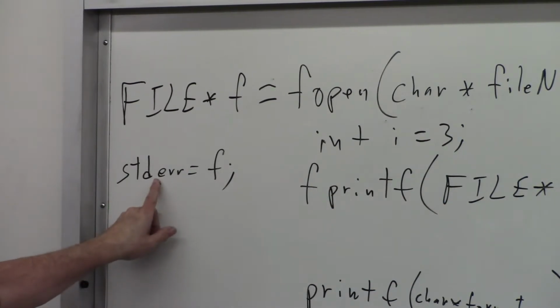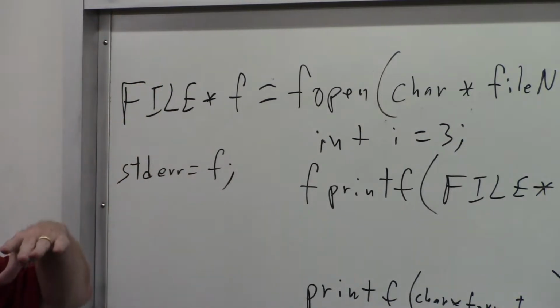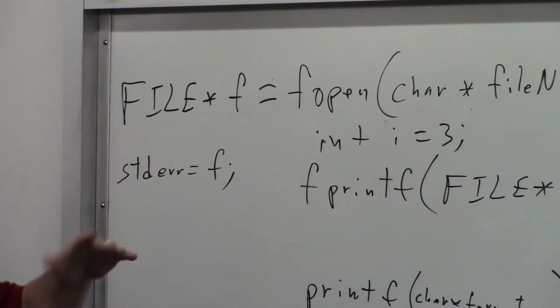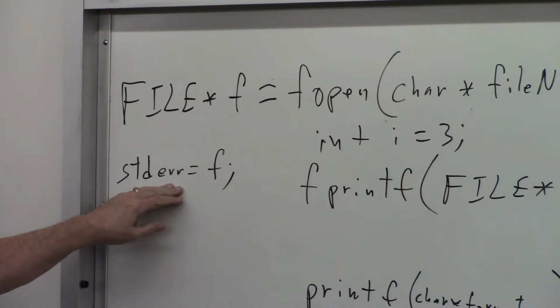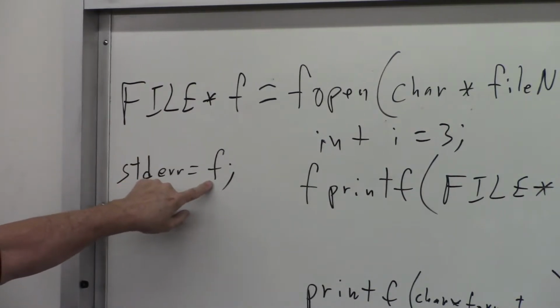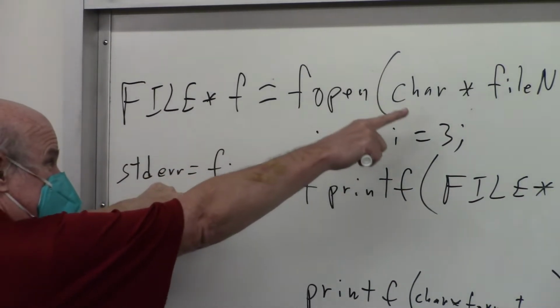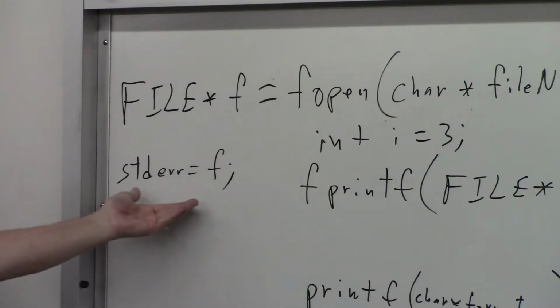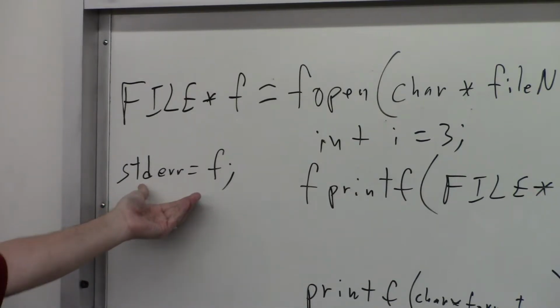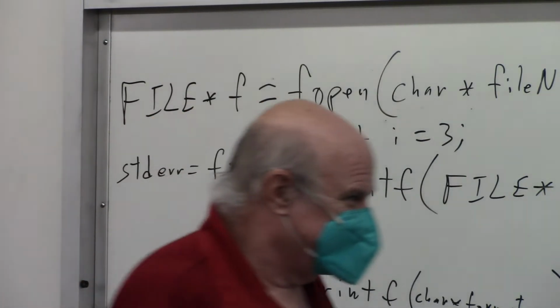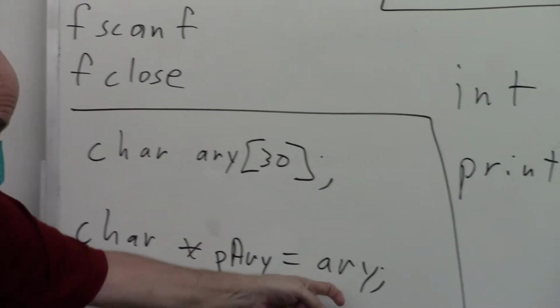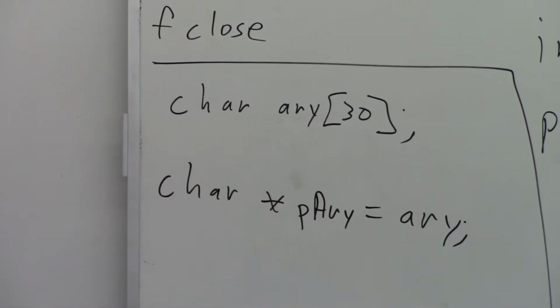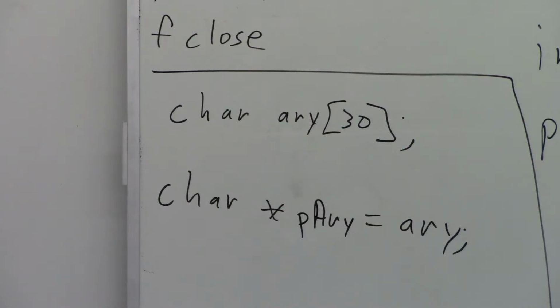In other words, stderr pointed to something else, let's say the monitor, before this statement. After this statement, it now points at whatever f is open to. You've updated stderr to do something different. Just like I've updated parray to point to this instead of whatever it was pointing to before.